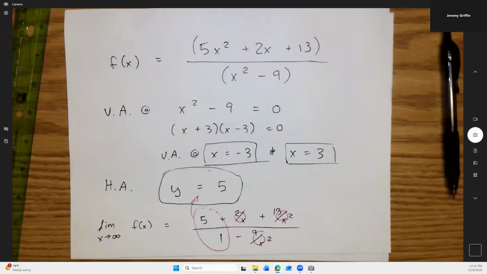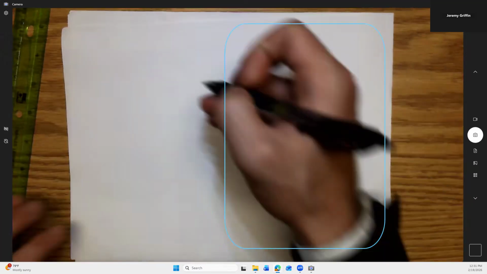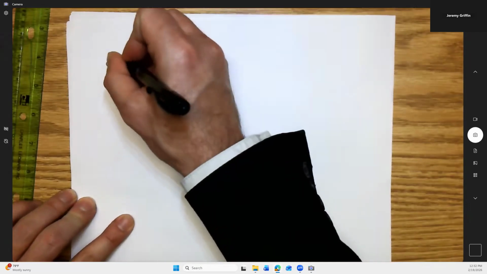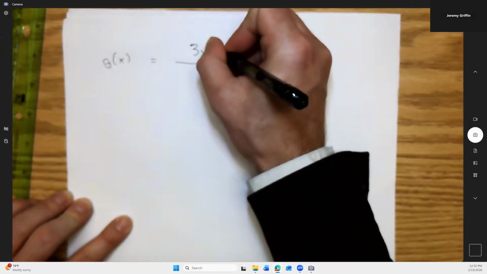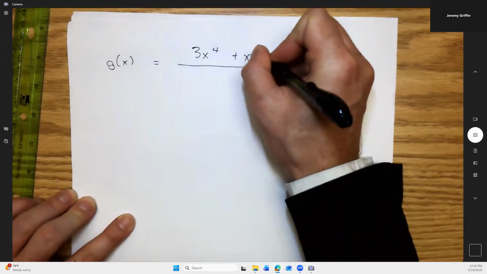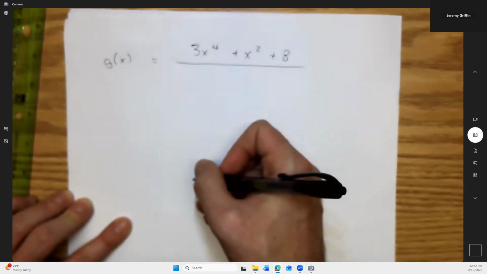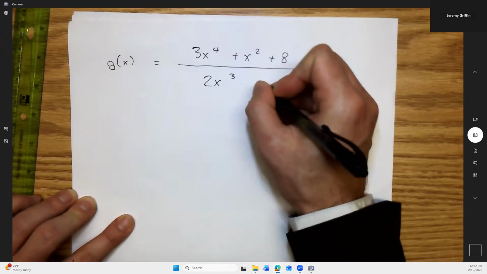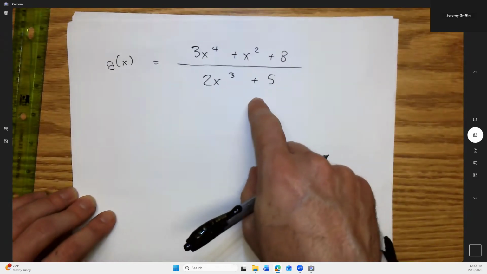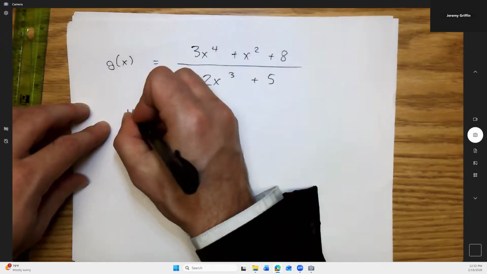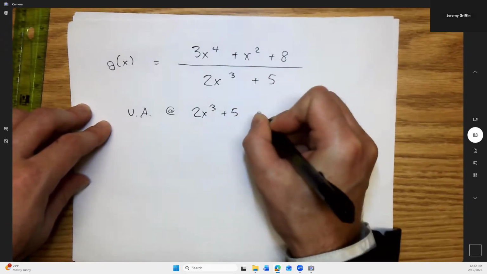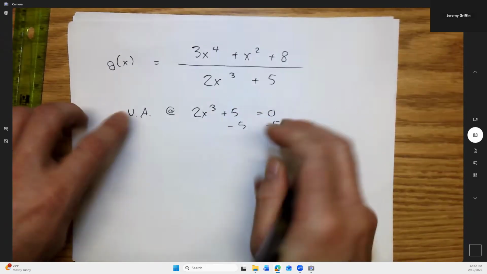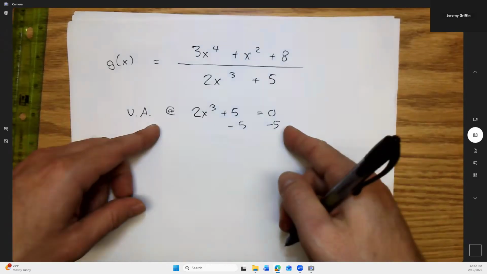So let's do one more example. I want to fit in one that has an oblique asymptote because that was a weird one you guys saw the first time yesterday. Let's call this g of x. Again, set up a fraction. I'm going to go 3x to the 4 plus x squared plus 8. And then in the denominator, let's go 2x cubed plus 5. The vertical asymptote would happen where this denominator, 2x cubed plus 5, goes to 0. So subtract 5 from both sides, divide by 2, take the cube root.